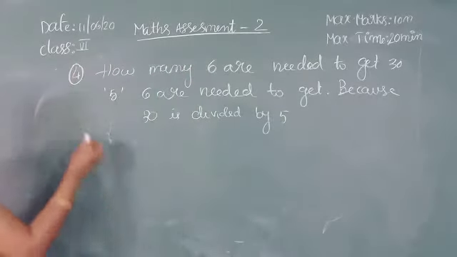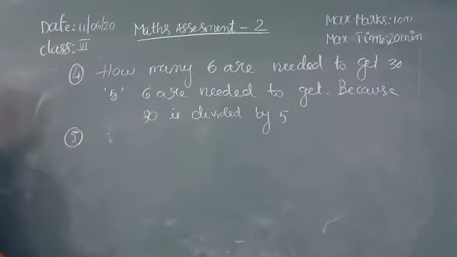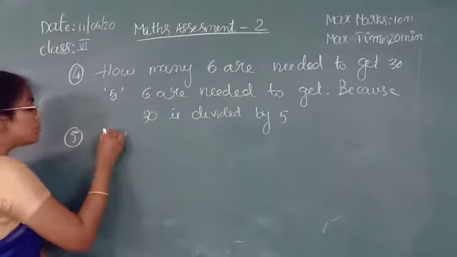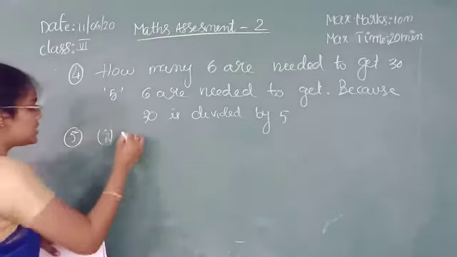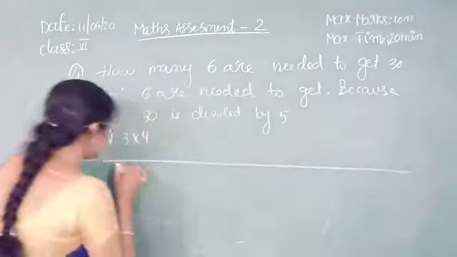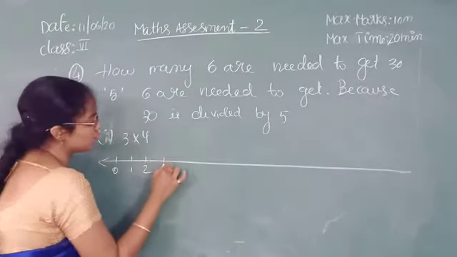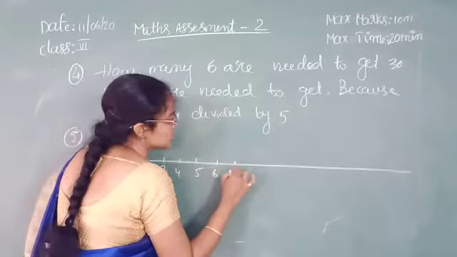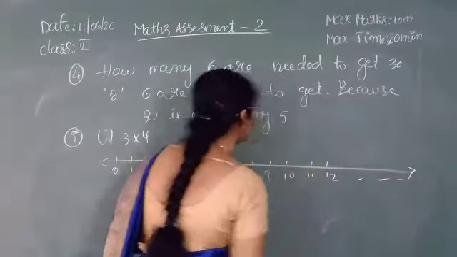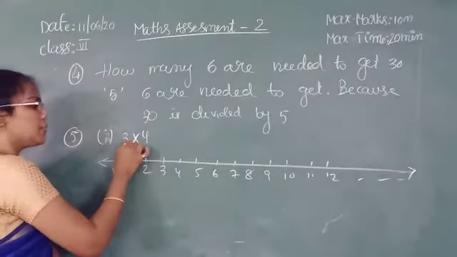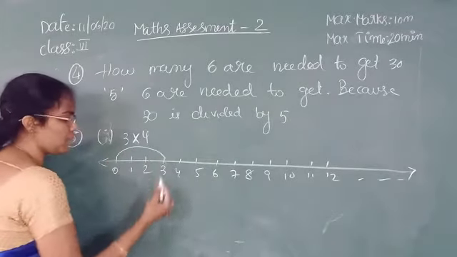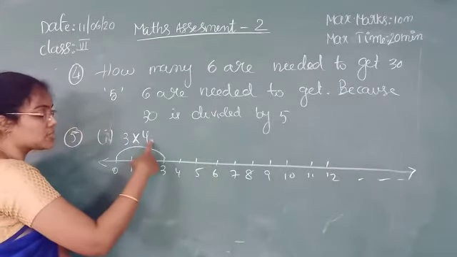And then the fifth question is we have to mark these products on the number line. The first one is 3 into 4. First we have to draw the number line like this: 0, 1, 2, 3, 4, 5, 6, 7, 8, 9, 10, 11, 12, and so on. The number 3 we have to take 4 times. From 0 to 3 is one time.